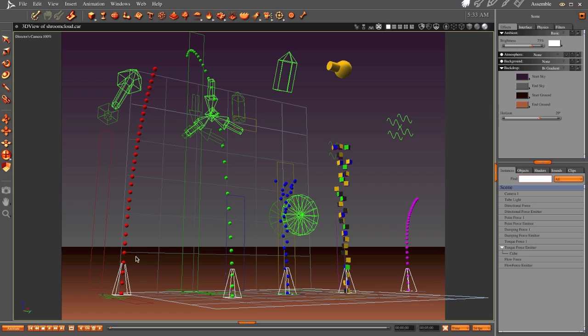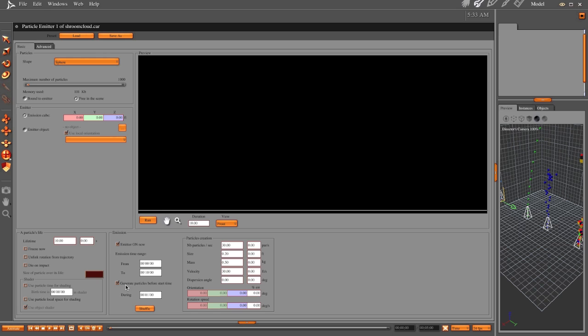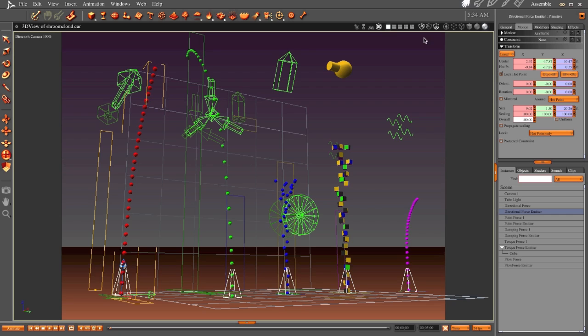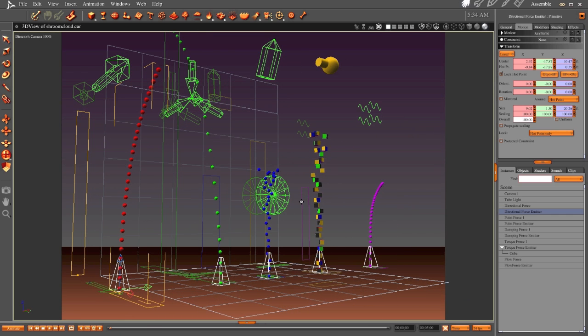Okay, now before I get started, there's one important thing I forgot to tell you about in the setup of your particle emitter. That is to use forces of the scene only in free mode. Like my first one has directional force. On each one of these particle emitters, I put only the force that is going to affect them. So each one of our particle emitters has different forces.